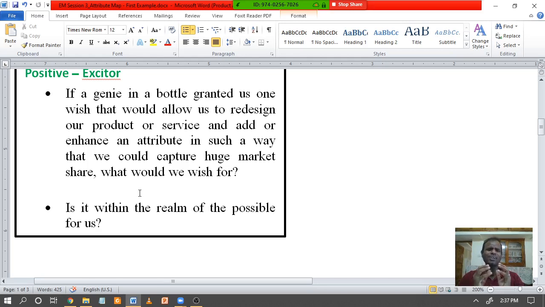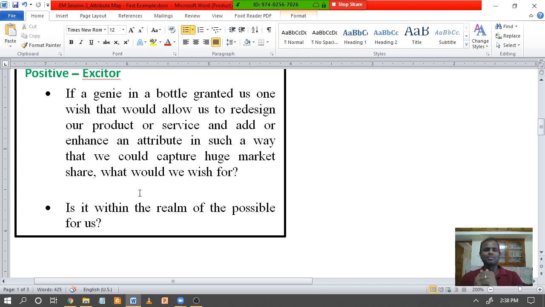What will be that one thing that you may enhance? Now, it may be in the toothpaste. It may be in the packaging of the toothpaste also, or it may be some additional component that comes with the toothpaste also. So it can be anything, but can there be one feature that you can add to your toothpaste which will capture a huge market?